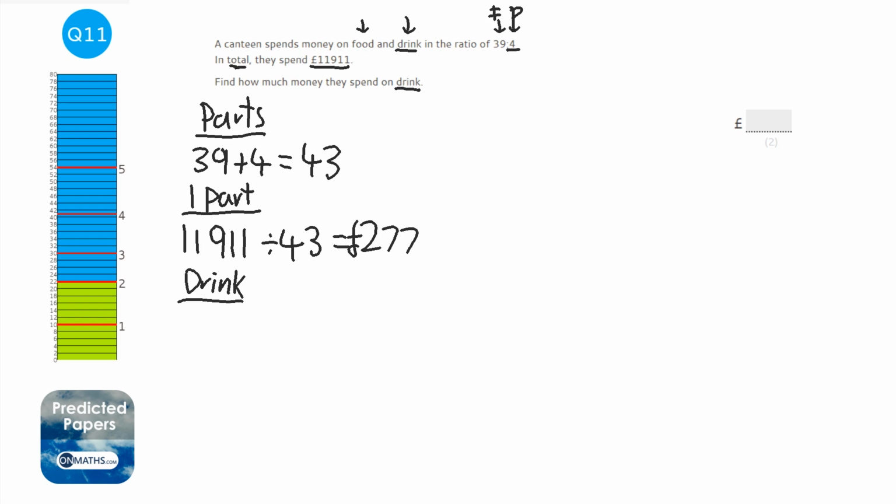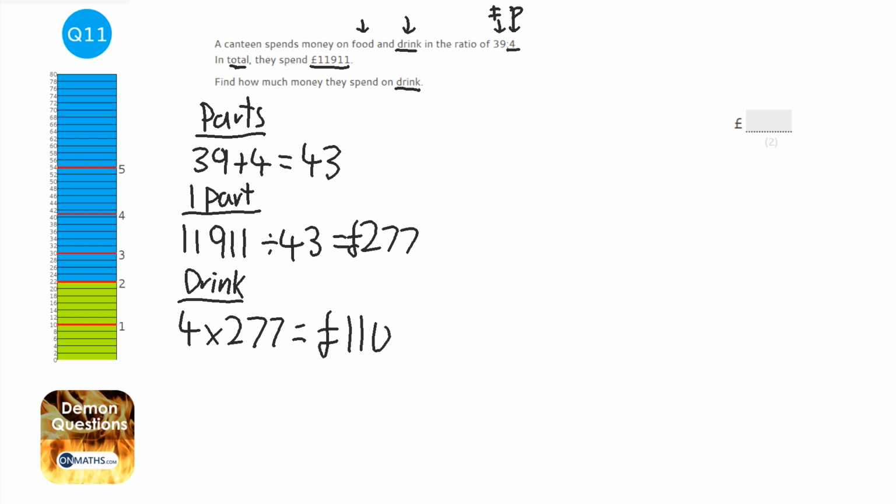So if each one part's worth 277, we're just going to do 4 lots of that. And I might as well do it on the calculator, times by 4, and that's going to be 1108.